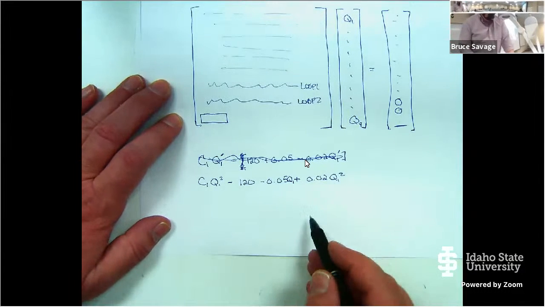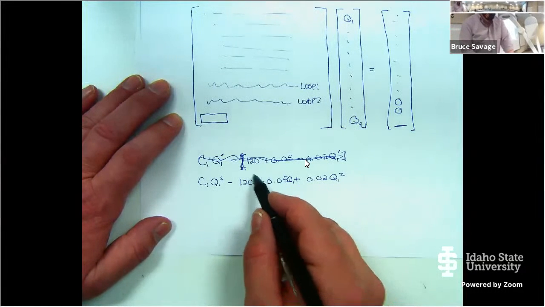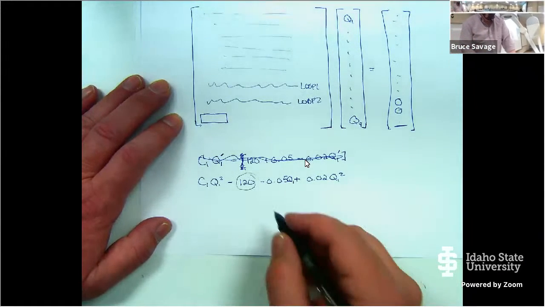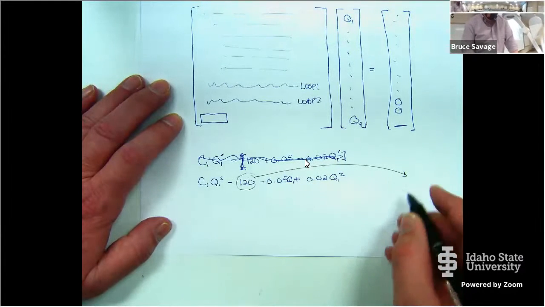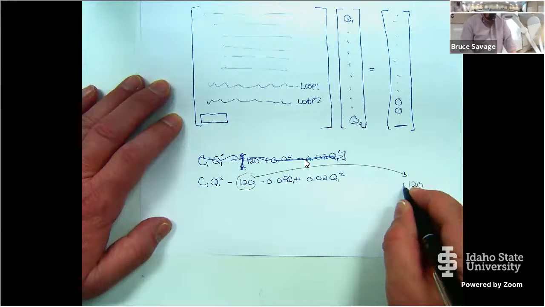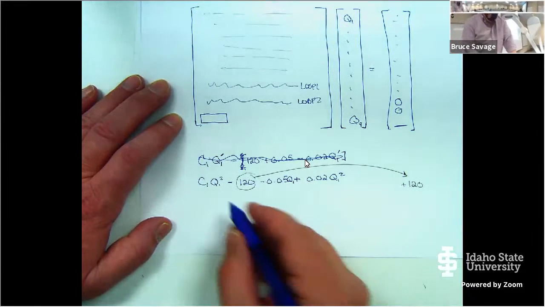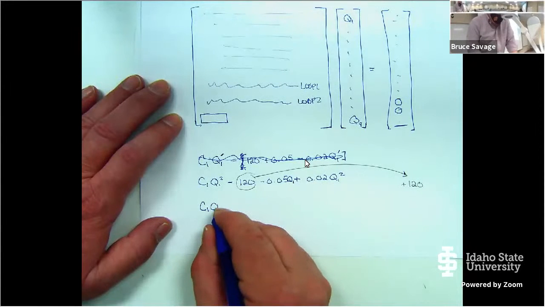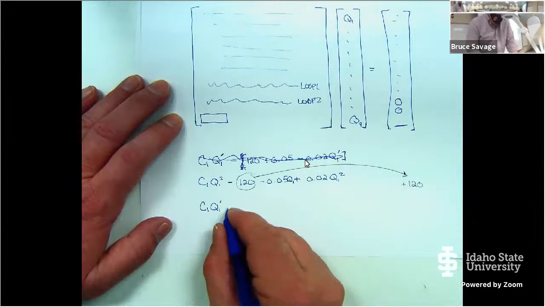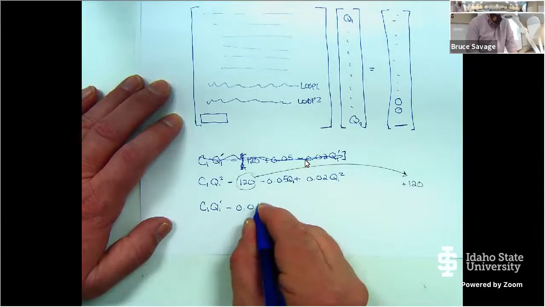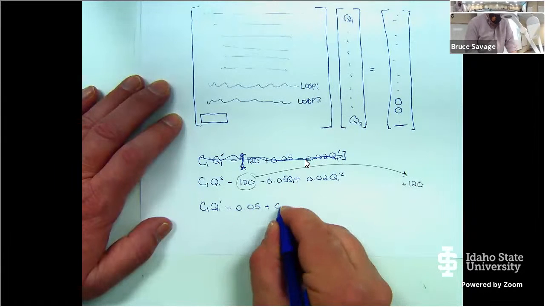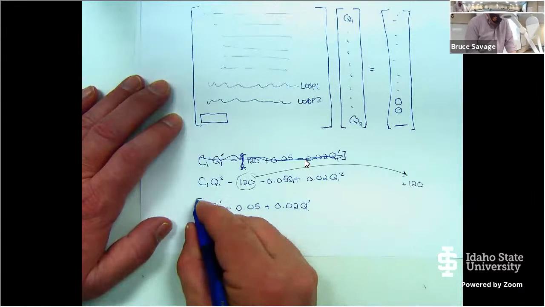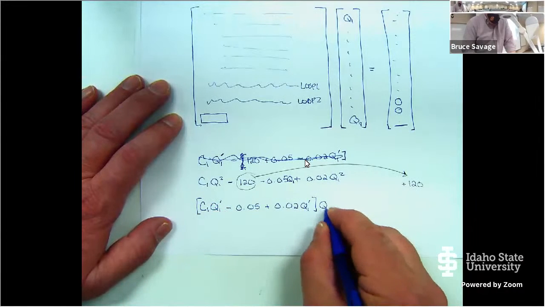Okay, so now when I'm looking at this, I do know that this value is not impacted by a variable. So it's going to go over to the other side and it's going to become 120 positive. And now I can go ahead and take the remaining terms and group those then as C sub 1 times Q sub 1 prime, minus 0.05 plus 0.02 Q sub 1 prime, and all of that will be multiplied by Q sub 1.